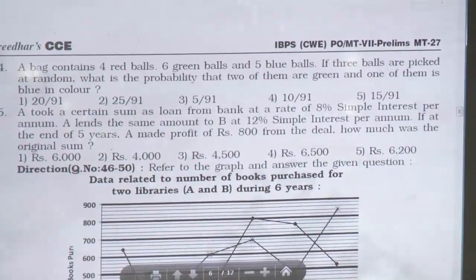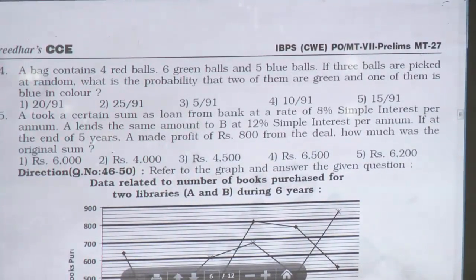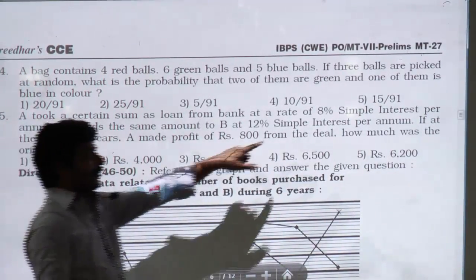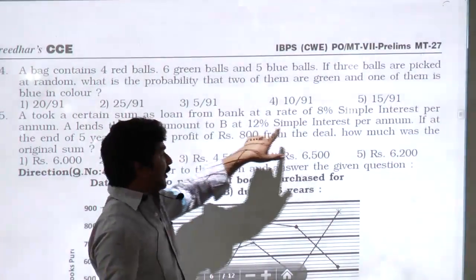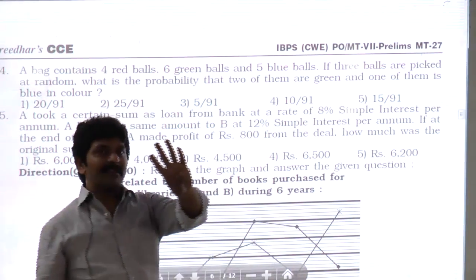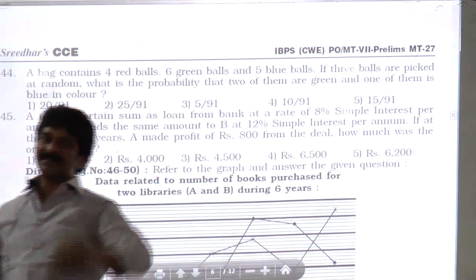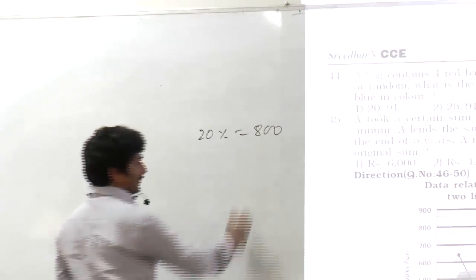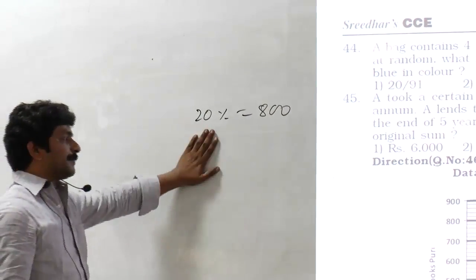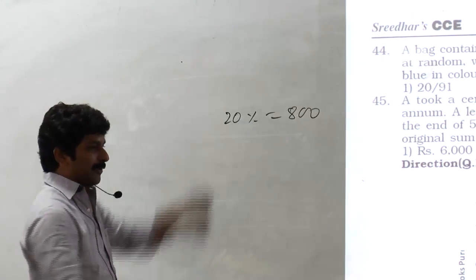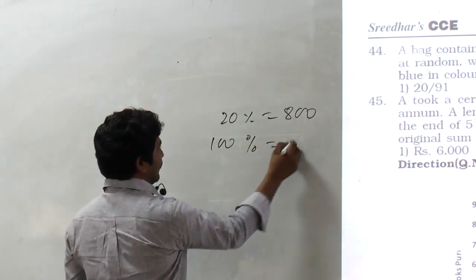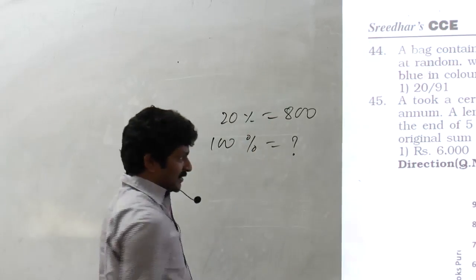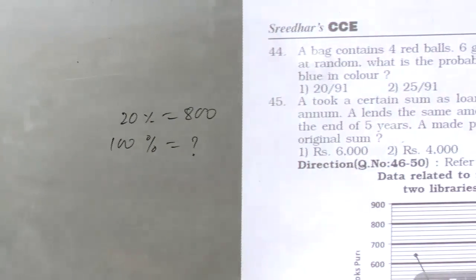Right. So A made a profit of 800 rupees at the end of 5 years. Per year, how much percent profit will he get? He got it for 8%, but gave it to B for 12%. Per year he will get 4% profit, and in 5 years 20%. And 20% is equal to 800 rupees, right? Profit in terms of percentage and in terms of rupees, and you are asked about the total money, which is 100%. 100% is equal to how much? Into 5 into 5, 4,000 is the answer.